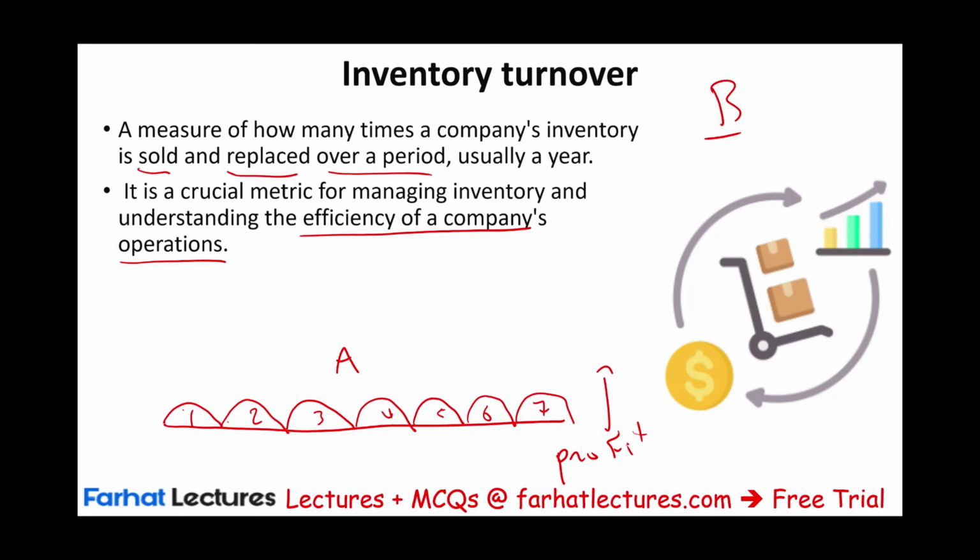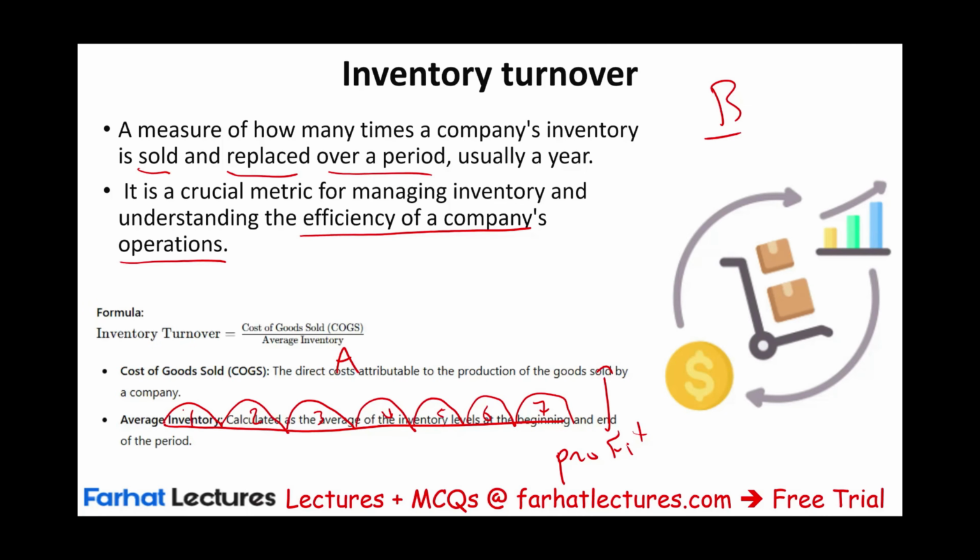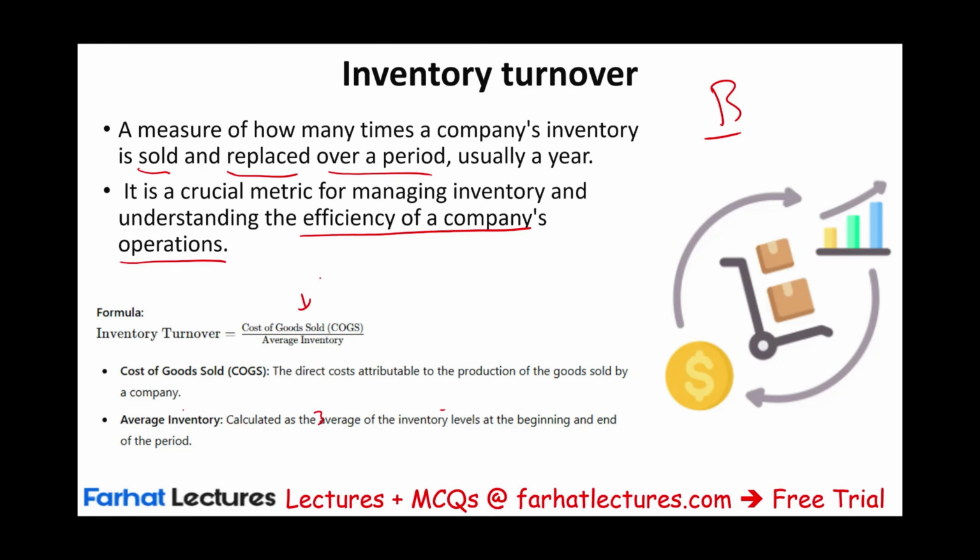Now, how exactly do we compute this measurement? This is the formula. We take cost of goods sold, which is an income statement number, and divide it by the average inventory, which is a balance sheet number. Cost of goods sold is the cost attributable to the goods sold by the company. The average inventory is computed as the beginning of the year plus the end of the year, divided by 2, or year 1 plus year 2 divided by 2.